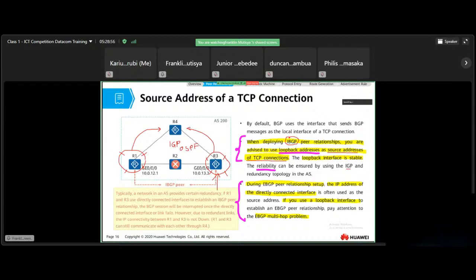Now let's look at eBGP. For eBGP peer relationship setup, we establish the TCP connection through the physical interfaces that connect the routers together. In most cases with eBGP, the routers will be directly connected to each other with physical cables.